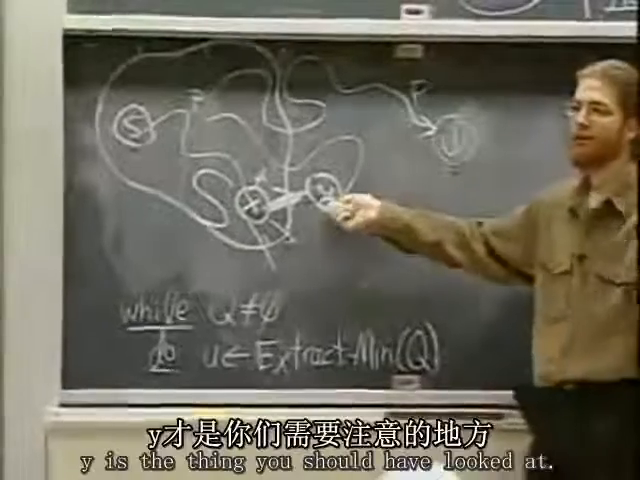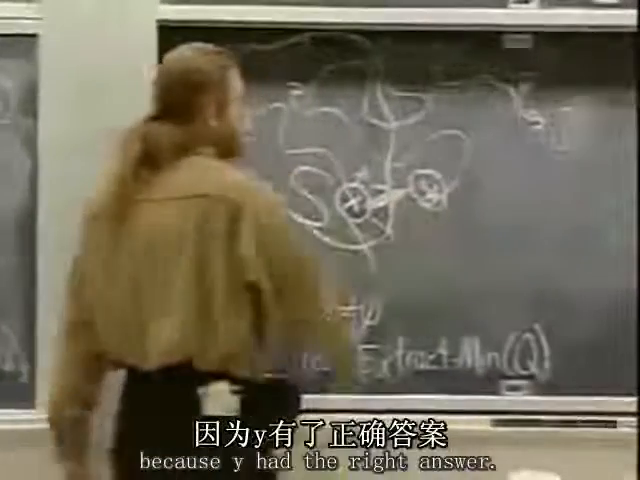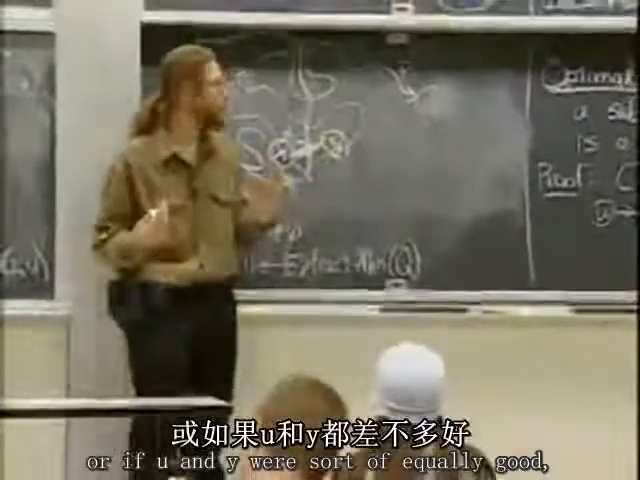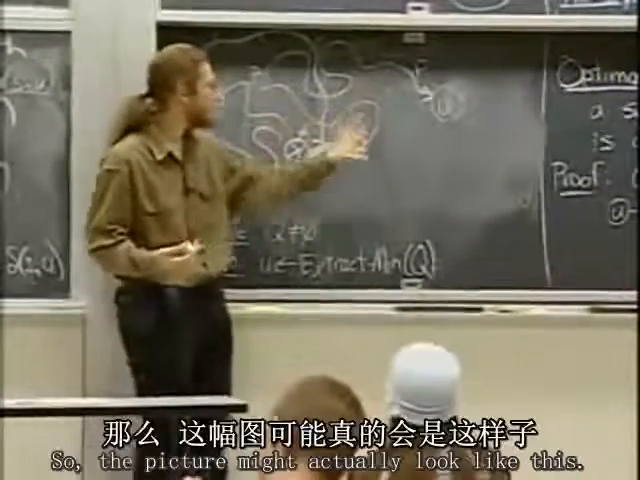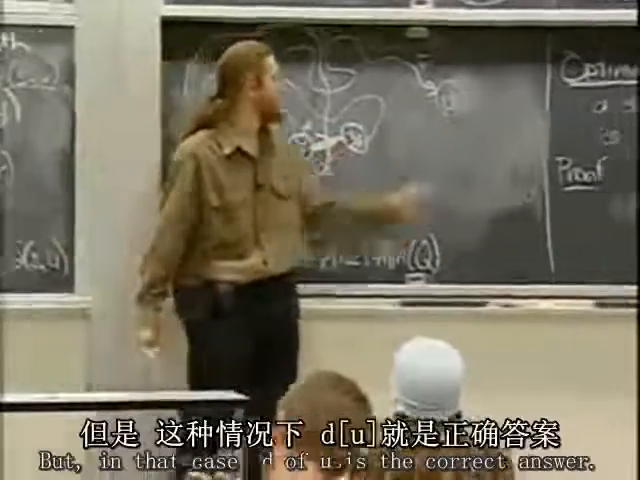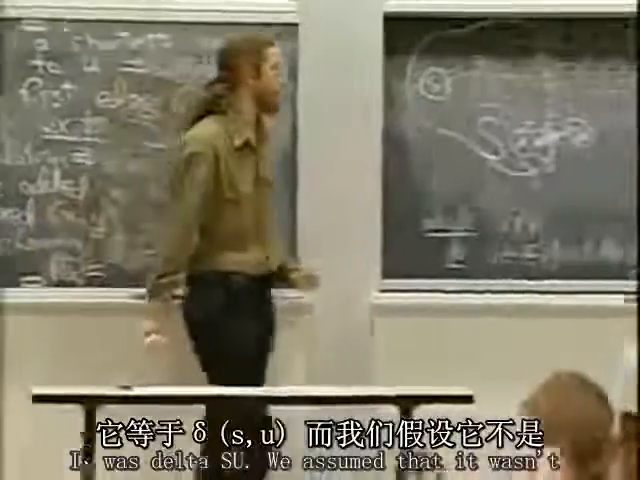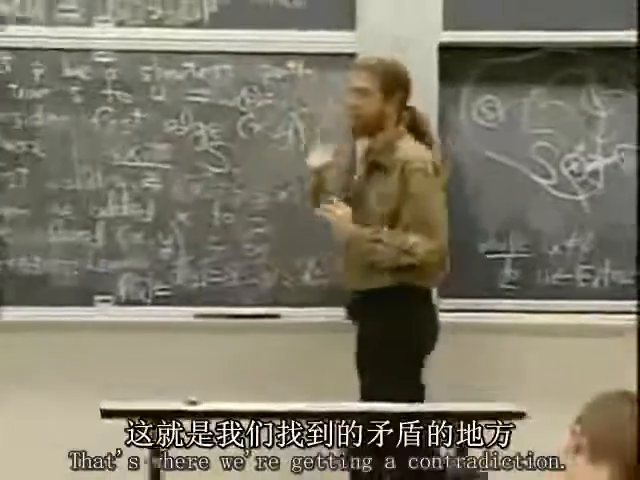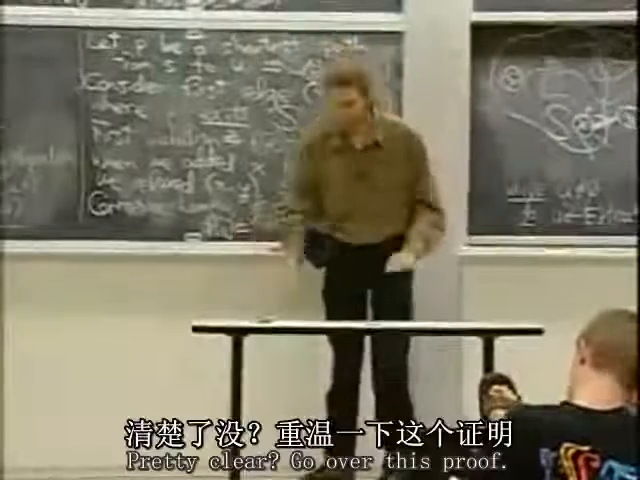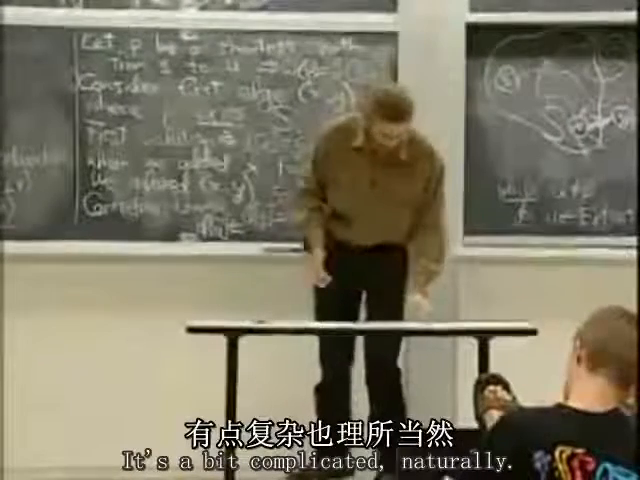Y is the thing you should have looked at, and there you get a contradiction, because y had the right answer. If u equals y, that's fine, or if u and y were sort of equally good, that's also fine, if all these weights were 0. So the picture might actually look like this. But in that case, d of u was the correct answer. It was delta s,u. We assumed that it wasn't. That's where we're getting a contradiction. Pretty clear? Okay, go over this proof. It's a bit complicated, naturally.